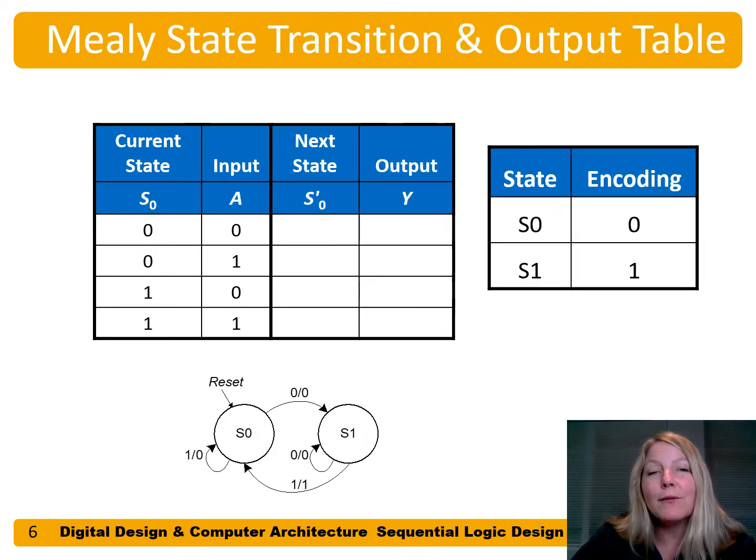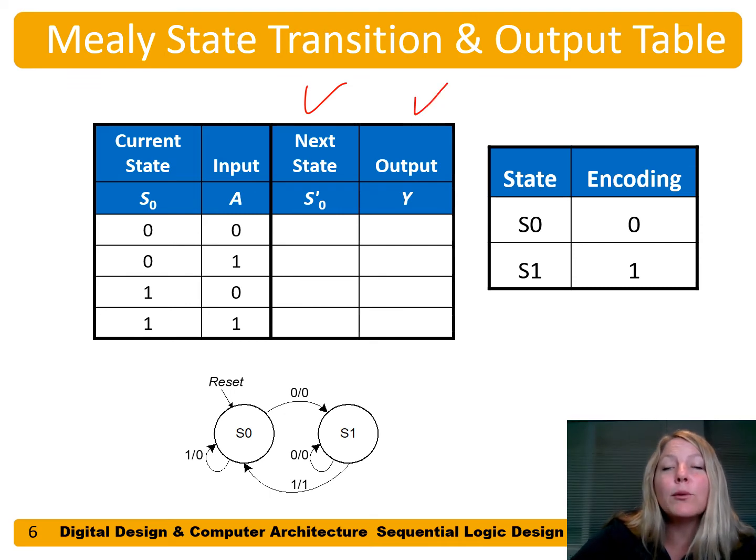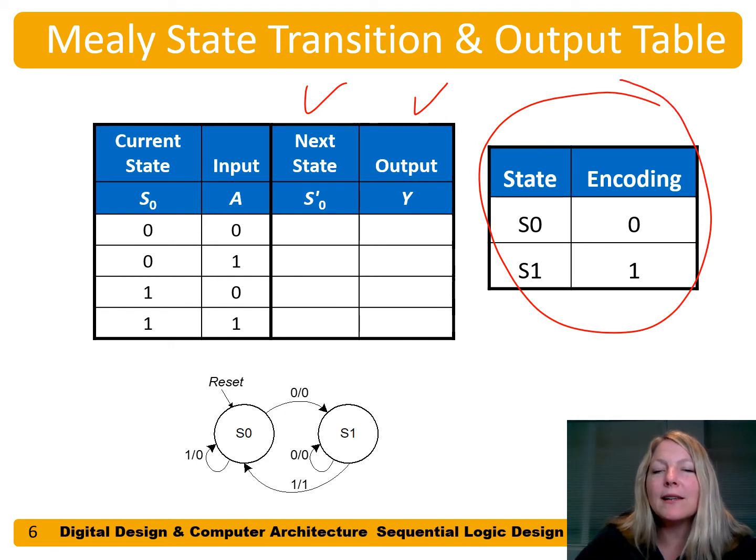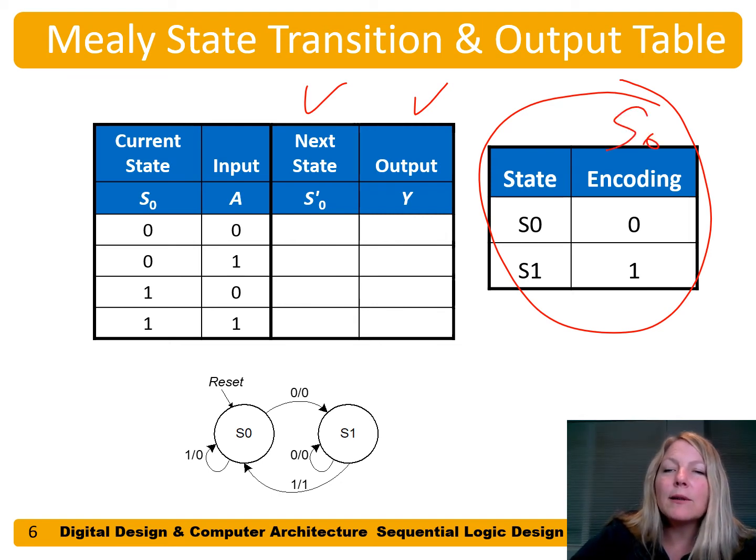So for a Mealy FSM, we actually combine the state transition and output tables because the next state and the output are both determined by the current state and the input or inputs. So we have two states. We only need one bit of state. We've used binary encoding again. We could have used one hot encoding. So we have a single bit of state, S sub 0. State S0 is encoded as S0 equals 0. State S1 is encoded as S sub 0 equals 1.